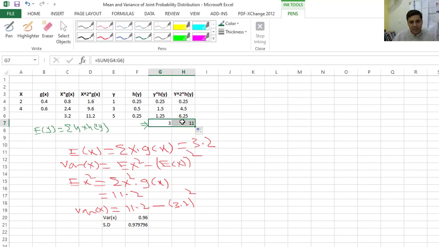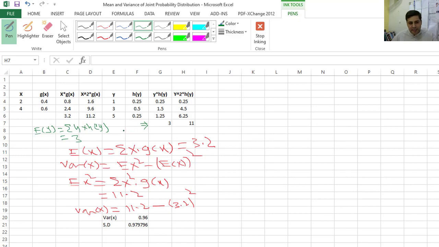Similarly, you need to do it. Now you do not need to write the formula, Excel will automatically calculate the sum of this column for you. So now you can write E(Y). This is the mean value, which is 3.